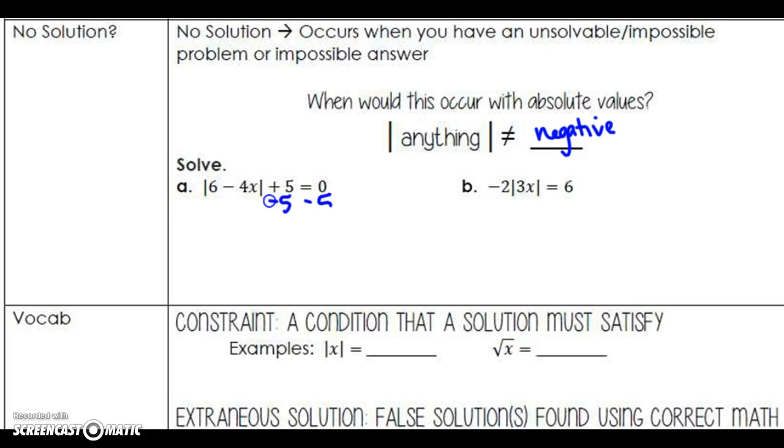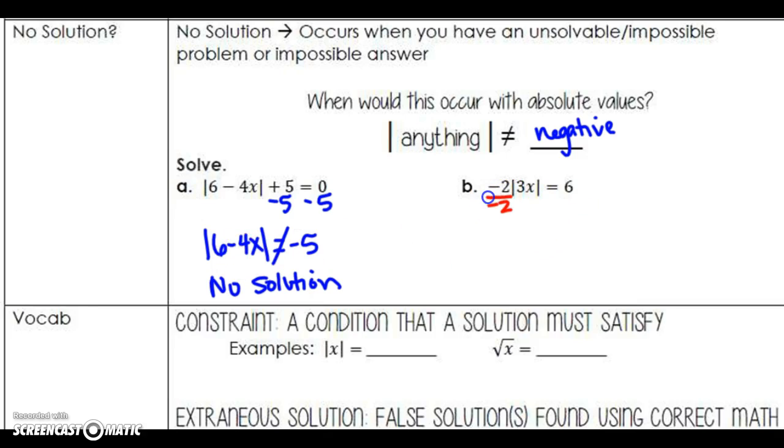If we were to subtract 5, it's the absolute value of 6 minus 4x equaling negative 5. Uh-oh. We cannot have absolute value equaling a negative. So this would be no solution. No solution would work in this equation because it would give us a negative with an absolute value.